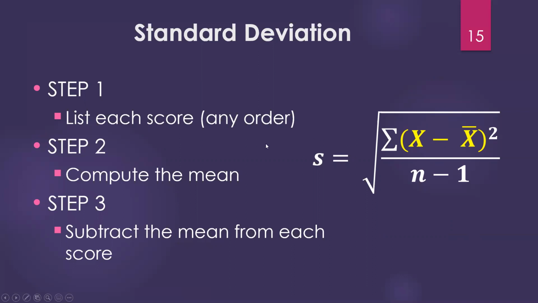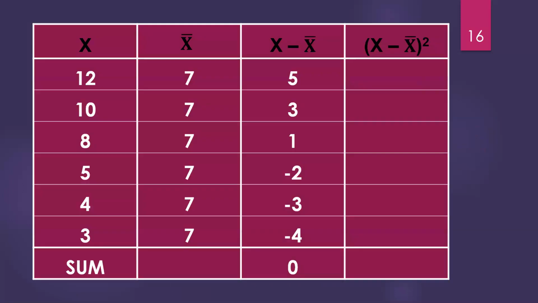So step one is going to be to list each score in that X column. Step two is going to be to calculate the mean for each value. And then step three is going to be to subtract the mean from each score in column three. So let's look at what that looks like.